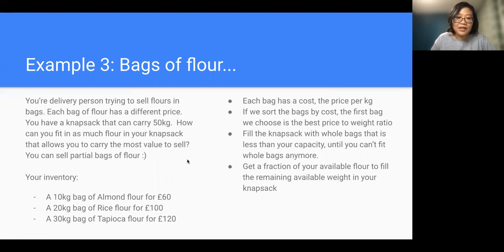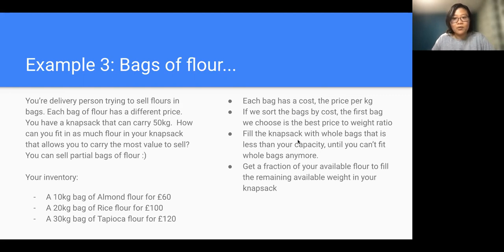But in this case, you have an interesting property of the bags of flour, which is the cost, or the price per kilogram of the flours. It means some of these flours are more valuable than others. So it might make sense to actually think about the cost of the bags and use that as a way for us to decide which bag to go for. If we sort the bags by cost, the first bag we choose is the one that has the best price to weight ratio.